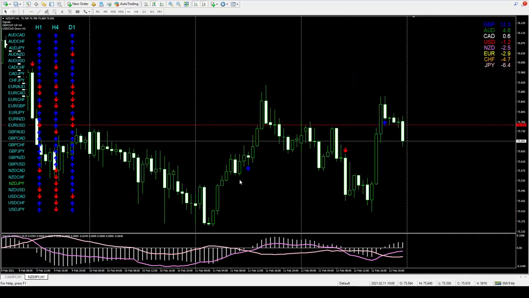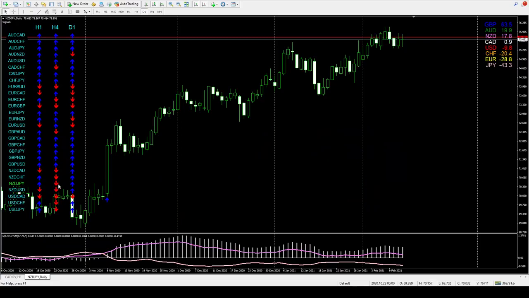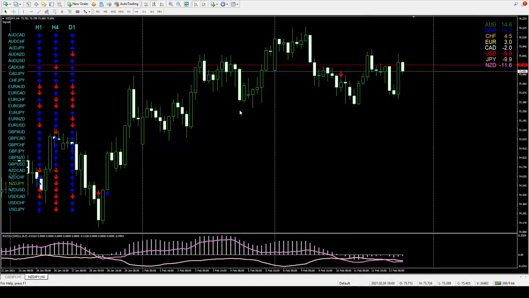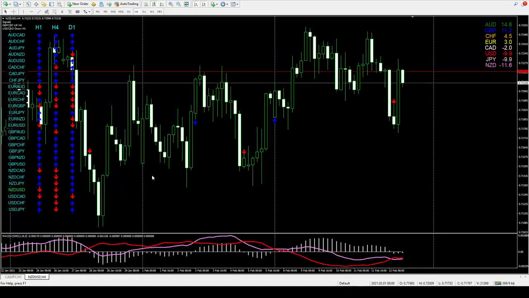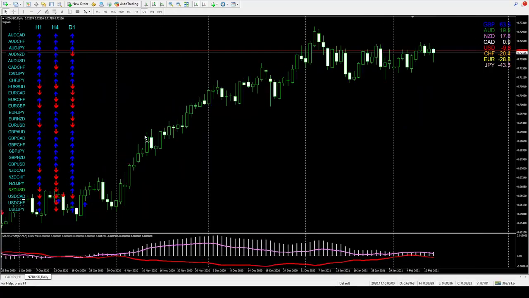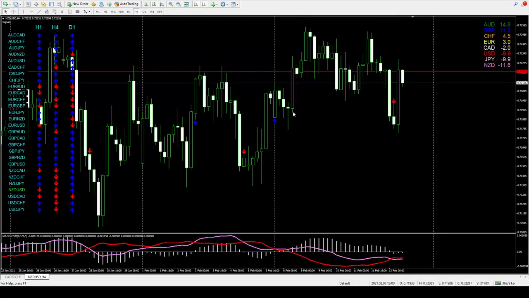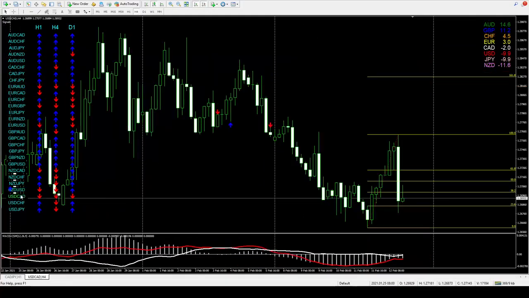On NZD JPY, it's the same. As you can see, it's a buy here, a sell here, and a buy. So for H4, we still need to wait for this to give us a buy signal. Once NZD JPY gave us a buy signal, we can check this again and look for positive for some trades this coming week. On NZD USD, it's the same. The H4 and D1 doesn't have the same signal, so no trade for NZD USD.